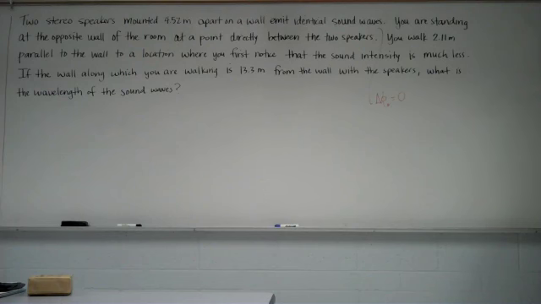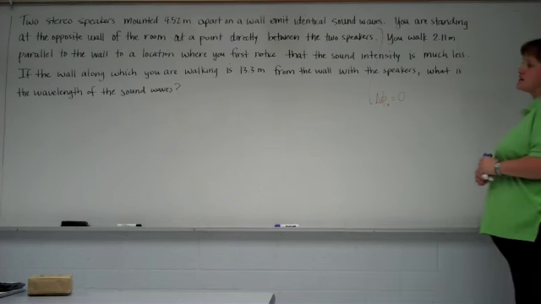We're standing at the opposite wall of the room at a point directly between the two speakers. We're going to walk 2.11 meters parallel to the wall to a location where you first notice that the sound intensity is much less. If the wall along which you are walking is 13.3 meters from the wall with the speakers, what is the wavelength of the sound waves?